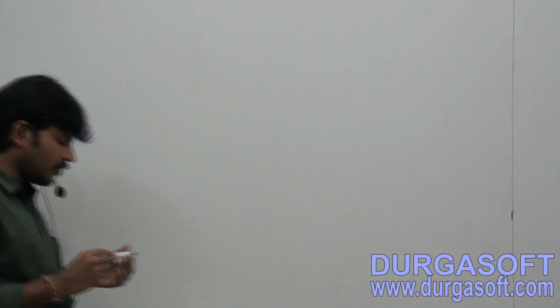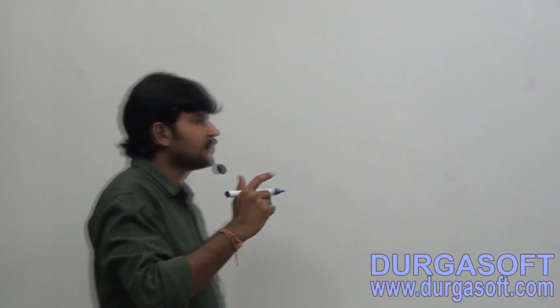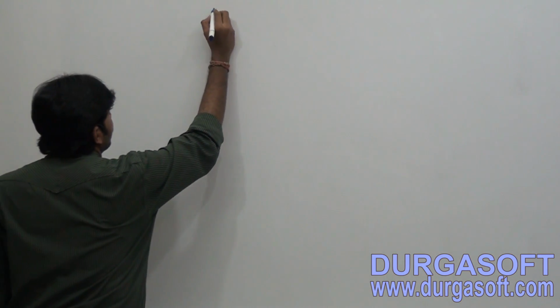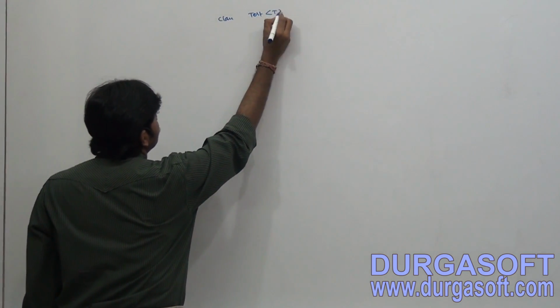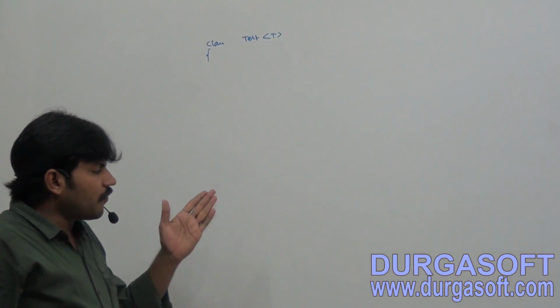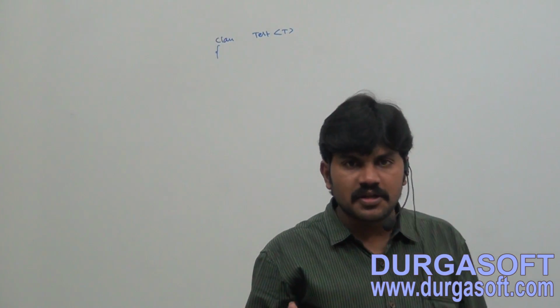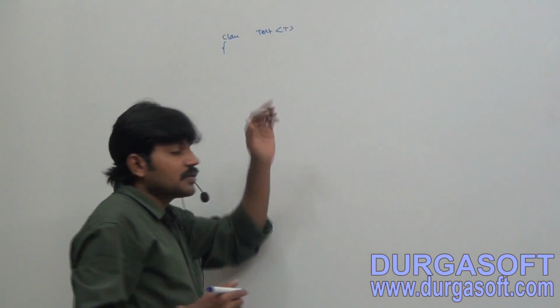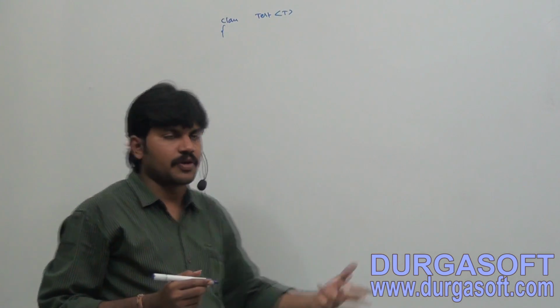Now here there is one small twist. The next topic extension is based on the previous example only. Just observe. Here I am taking class Test<T>. Can you tell what is the T? T is the type parameter, right? This T is what type? Any type based on our runtime requirement.